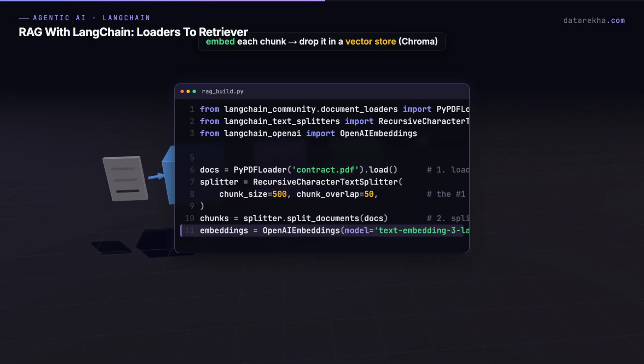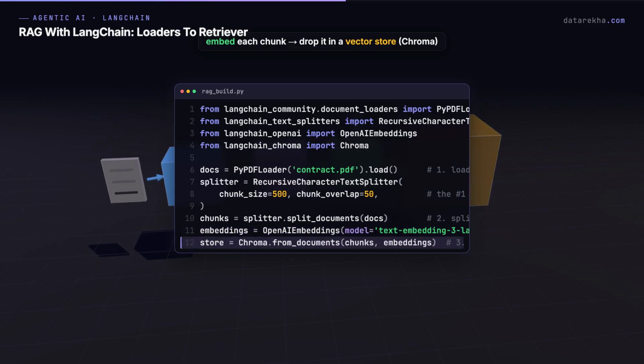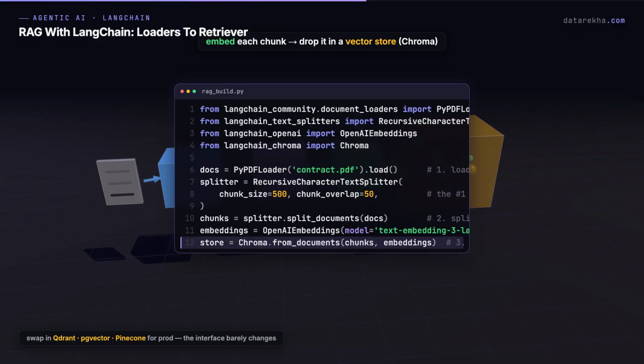Third beat, embeddings and the vector store in one motion. You make OpenAIEmbeddings, then Chroma.from_documents with your chunks and that embedding, and optionally a persist directory. Chroma is the easiest local store. Swap in Qdrant, PGVector or Pinecone for production and the interface barely changes.